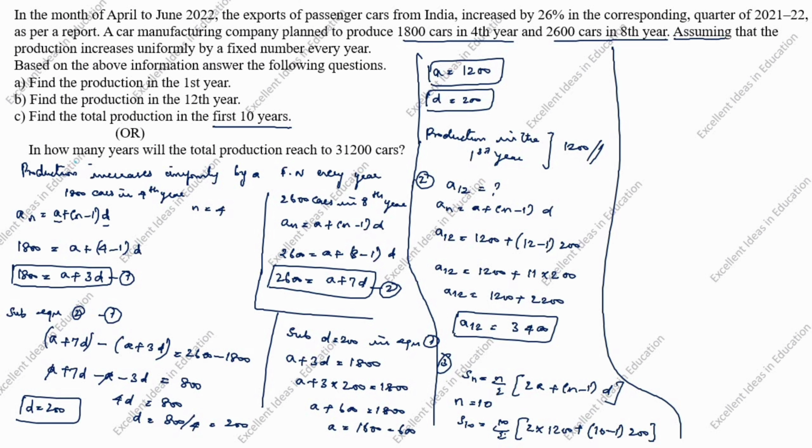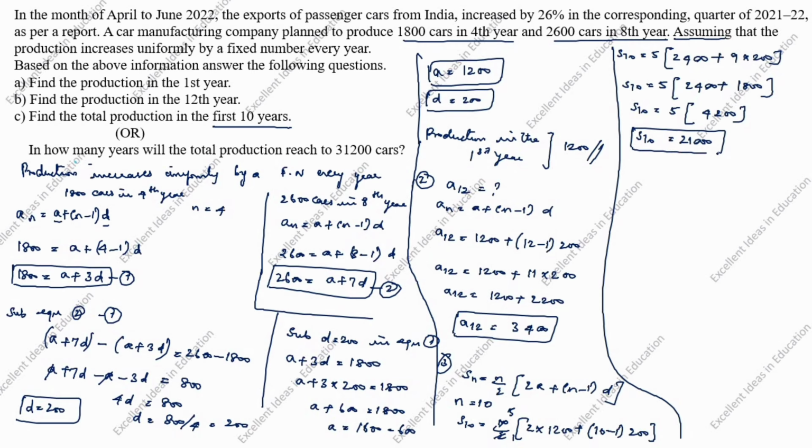Next, 1 2s are 2, 5 2s are 10. S10 is equal to 5, open the bracket, 2 into 1200 is 2400 plus 10 minus 1 is 9 into 200. S10 is equal to 5, open the bracket, 2400 plus 9 into 200 is 1800. Next, S10 is equal to 5, open the bracket, 2400 plus 1800 is 4200. S10 is equal to 5 into 4200 is 21,000. This is the answer for C question.